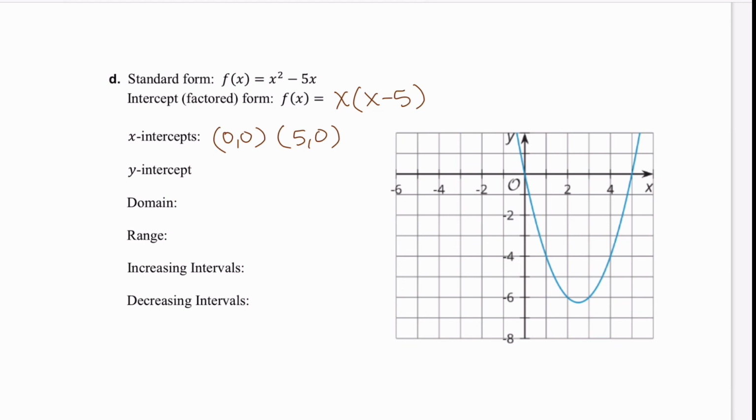My y-intercept is right here at 0, 0. So my x and y-intercept are the same if it's at 0, 0. My domain is all real numbers, or negative infinity to infinity.